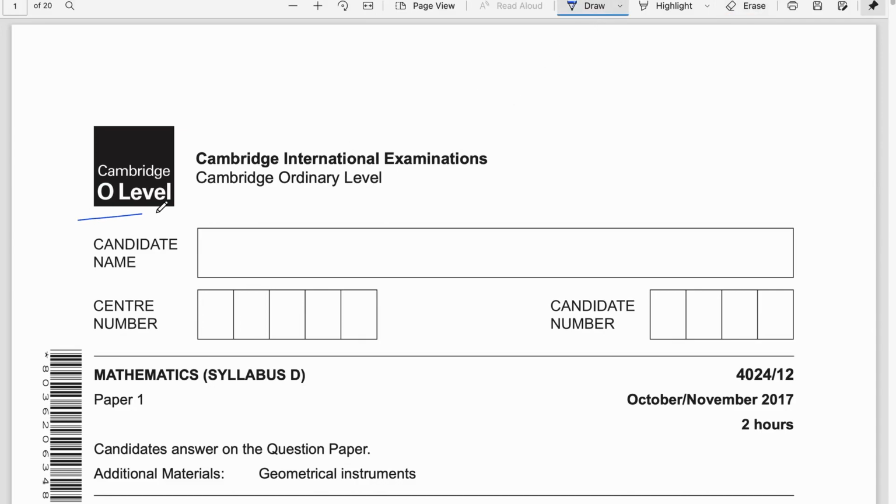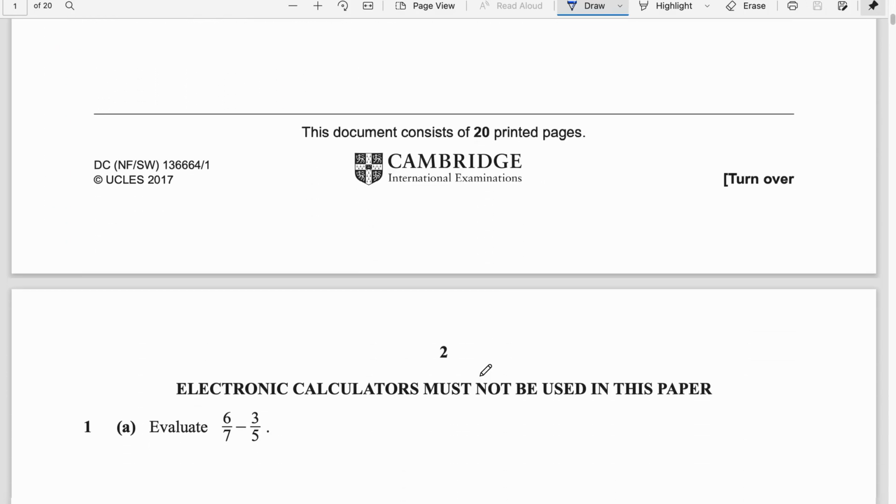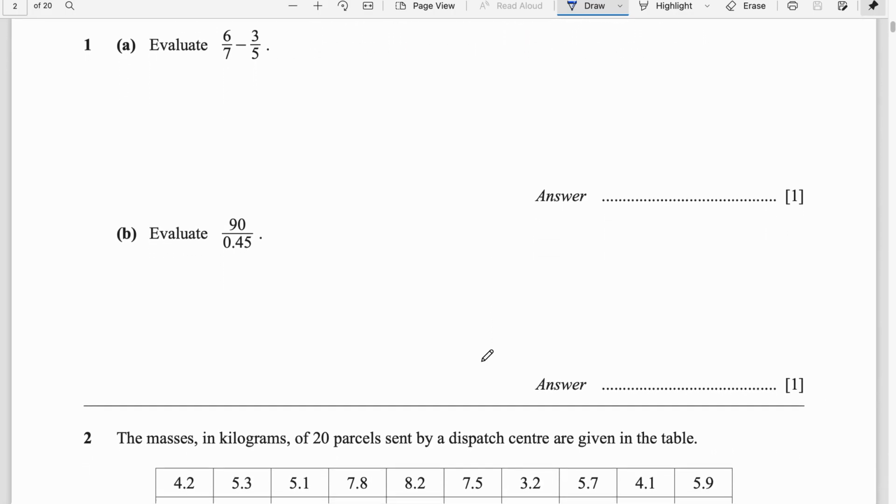This is Cambridge O-Levels, subject Mathematics, paper 1, variant 12, session October-November 17, calculator is not allowed. Question number 1, evaluate. LCM is 75 times 35, 6, 5 times 30, 73 times 21.